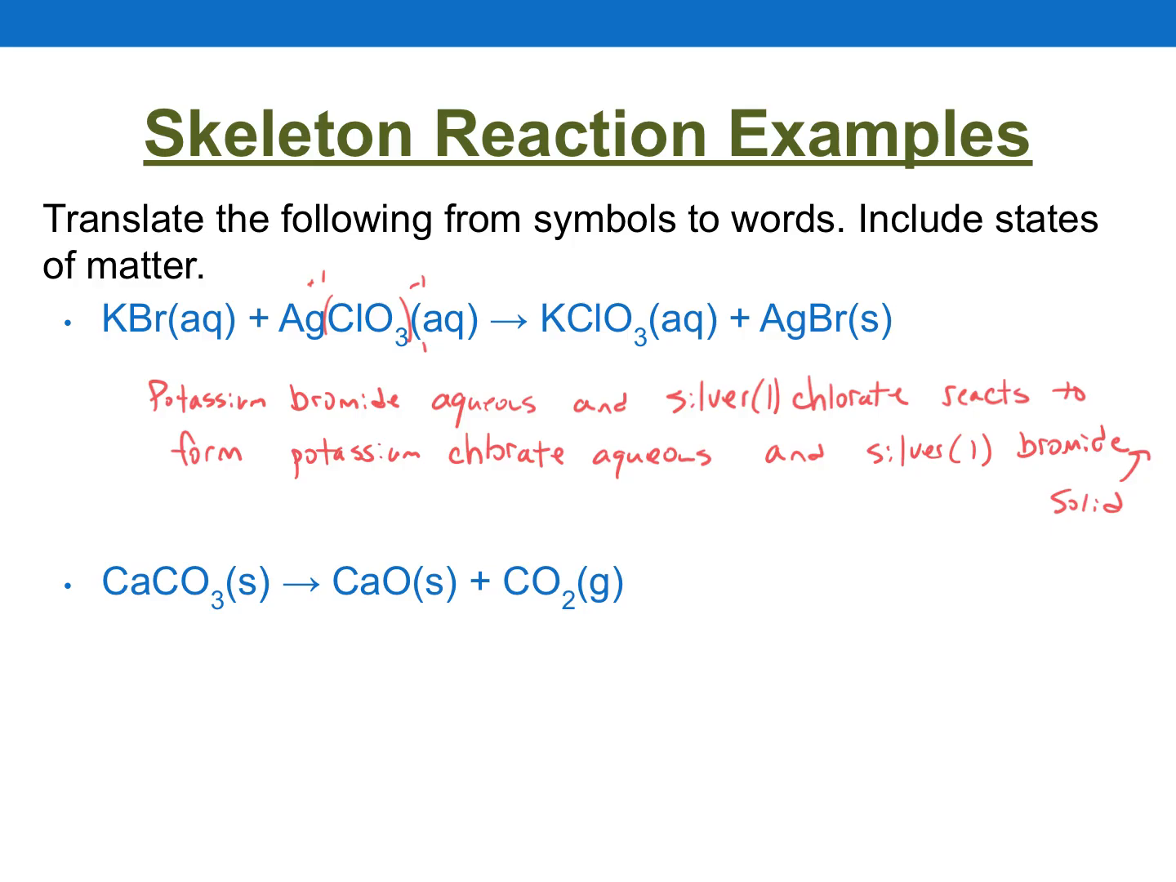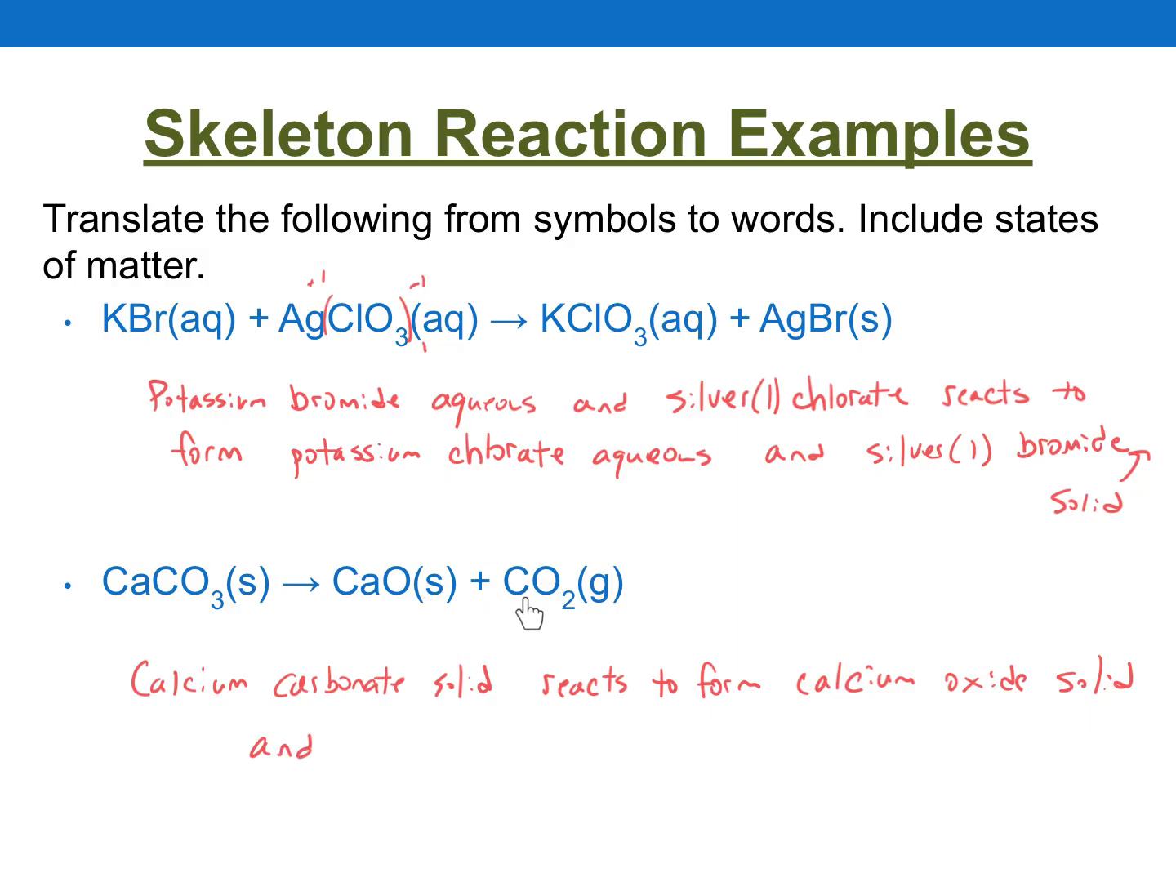Next, I'm going to do this bottom one, and I've included some covalently bonded molecules in this one. I want to give you a little bit of everything: some Roman numerals, some covalent, and some polyatomic ions as well. Let's check this one out. Calcium carbonate solid reacts to form calcium oxide solid and carbon dioxide gas. When I see nonmetal bonded to nonmetal, then it's a covalent substance and I need prefixes. Whereas if it's a metal bonded to a nonmetal, that's ionic, so I don't use prefixes in that case.